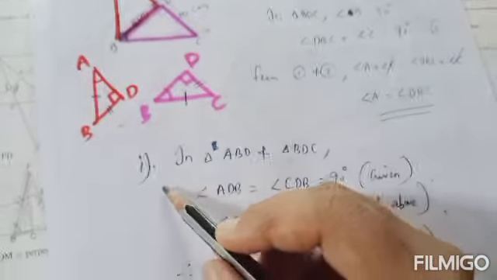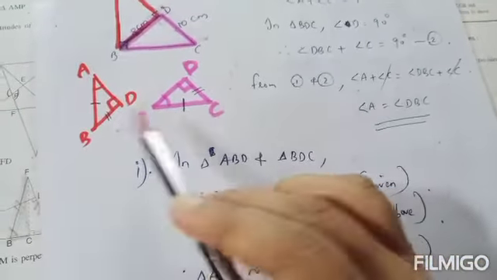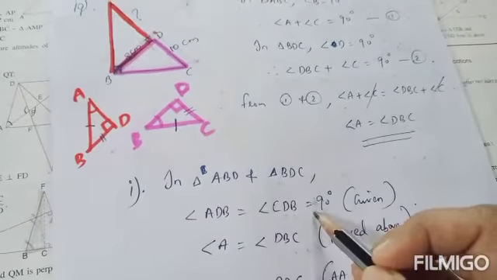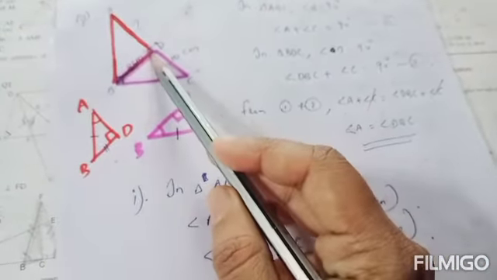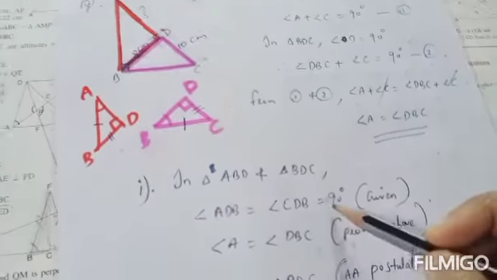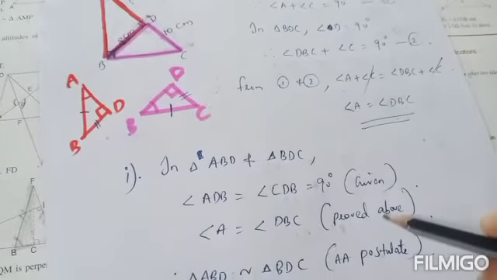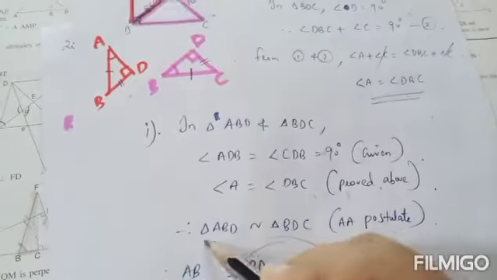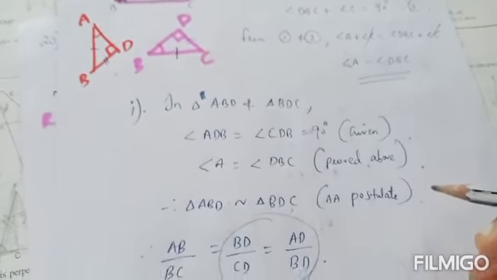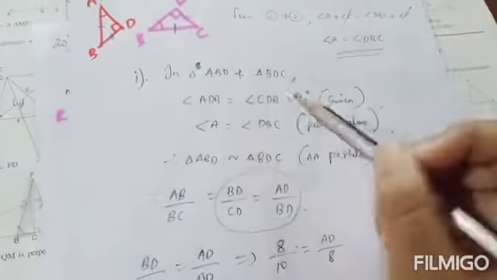Okay, so you can prove now in triangles ABD and triangle BDC, in these two triangles angle ADB equal to angle CDB equal to 90 degree. It is already given. Angle ADB and angle CDB, it is 90 degree. Okay, now angle A equal to angle DBC. Just now we proved that, proved above. Therefore triangle ABD similar to triangle BDC by AA postulate. Now we can take the ratio of corresponding sides. So what you will get?